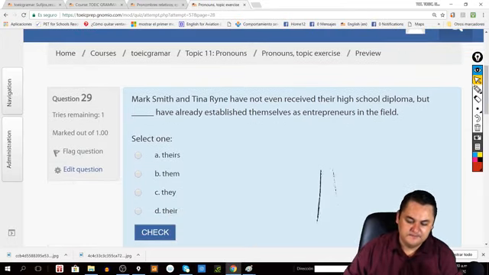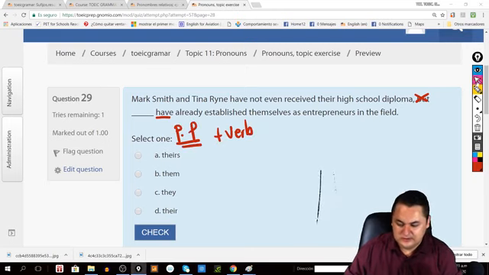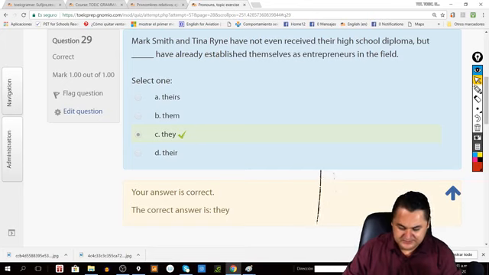Now here, but is a linker. We don't need linkers in this topic. Have is a verb. So I need a personal pronoun. So my answer choice is C. To say, they have already established themselves.